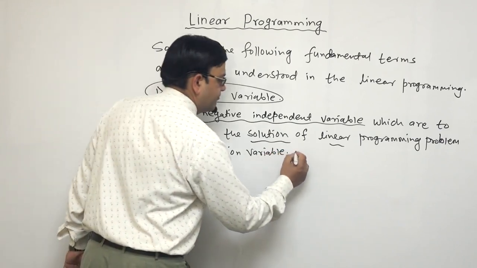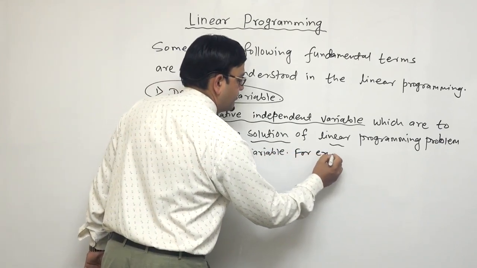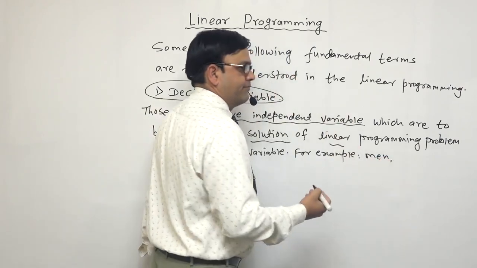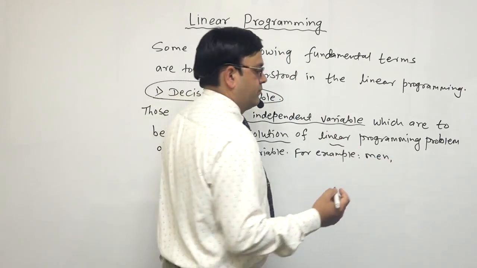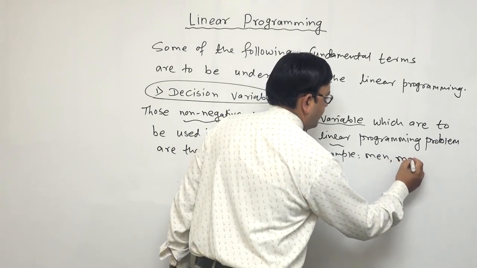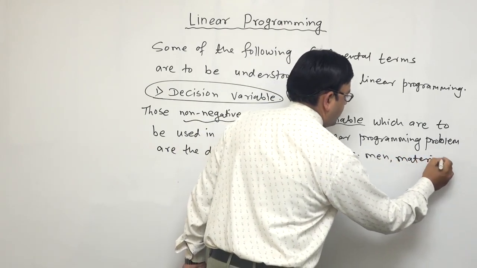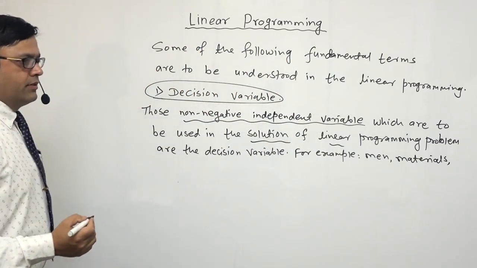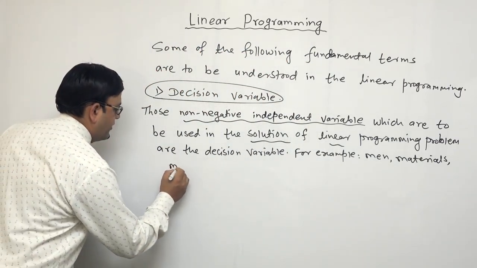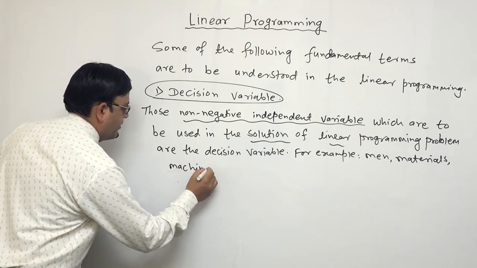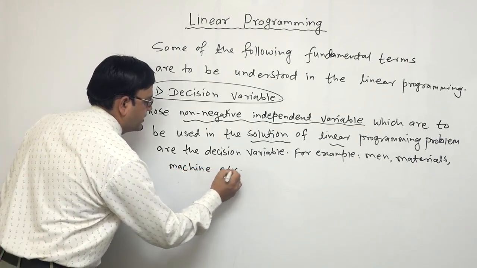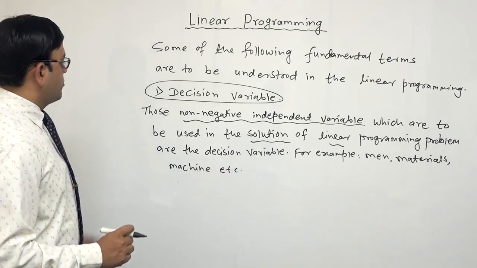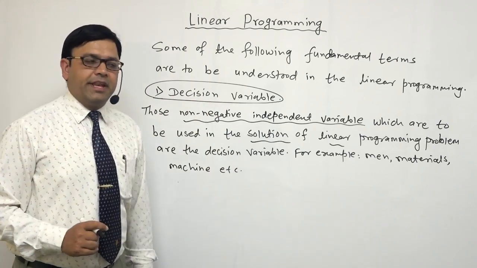For example, men, materials, machine, etc. are the examples of decision variable.